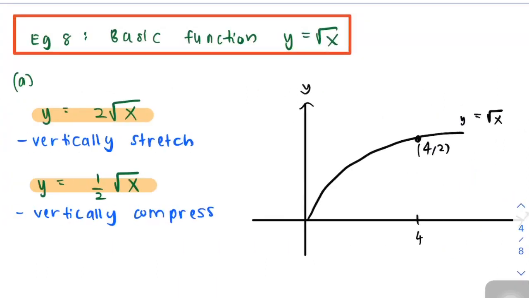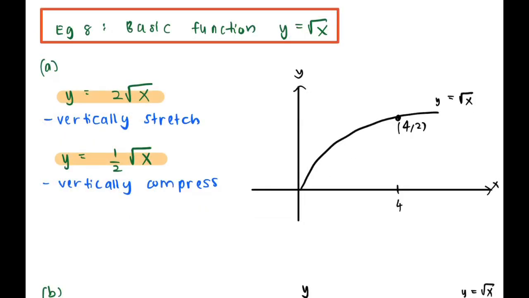Now let's see the next example with the basic function of y equal to square root of x. Okay, so let us see the first question, y equal to 2 square root of x. You can see that this 2 here is multiplied outside.